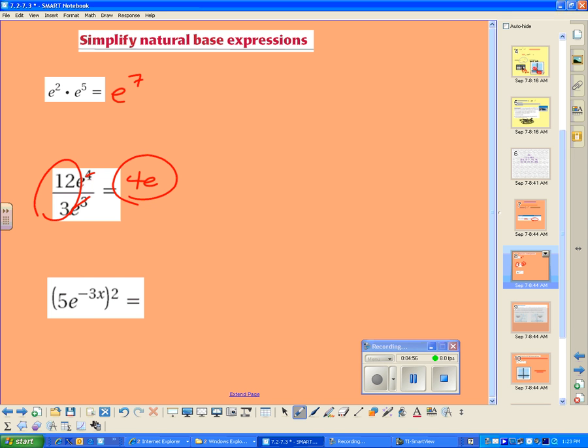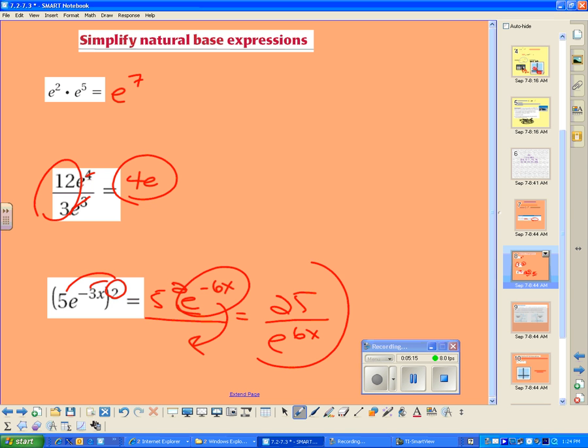The second one, I hear lots of mistakes out there. So 5 squared times e to the negative 6x. Does the 5 have a negative exponent on it? No, so that doesn't move. The only part that moves is this e, and that's going to move down to the bottom. So 25 on top, e to the positive 6x on the bottom.